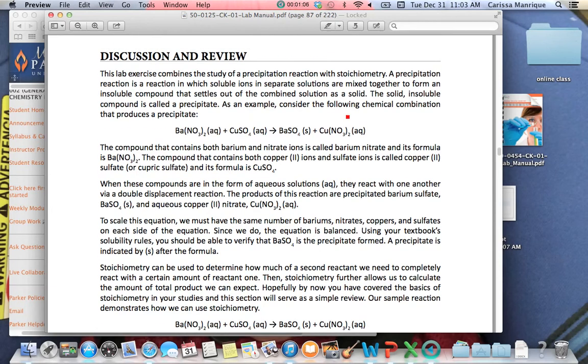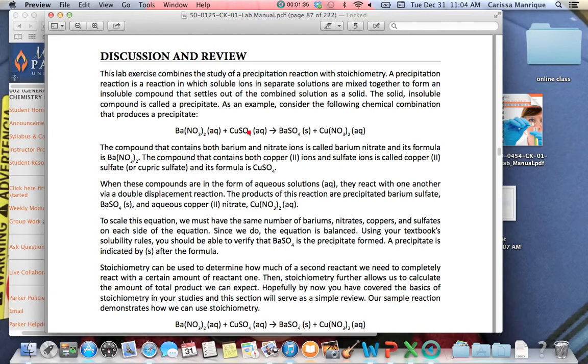Okay, this is called a precipitation reaction here, you see. All that means is that you're going to form a solid in the product. A precipitate is just a fancy word for something that's insoluble. So whenever these two react together, it's going to create a solid in the liquid. So you see the barium sulfate is your solid.